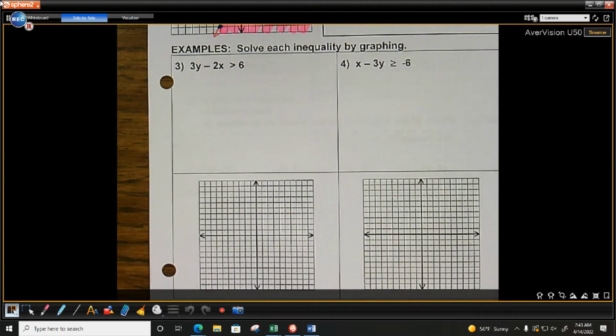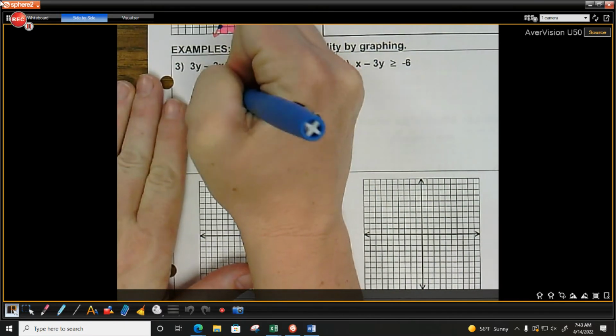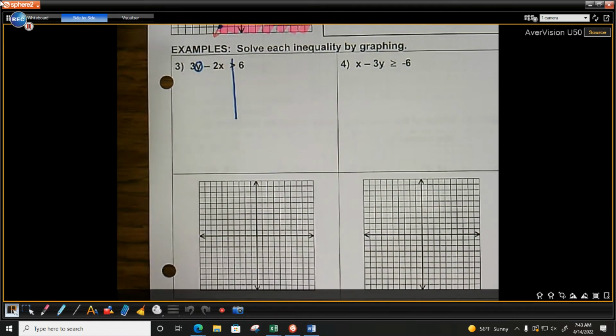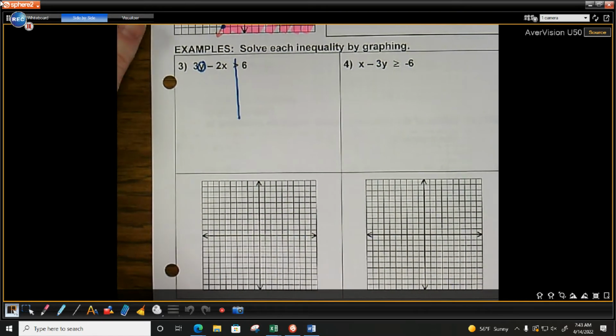Okay, next one. Sometimes they're not going to be in y equals mx plus b form. So what do we need to do first? Solve for y, we want to have y equals. Draw your line through the inequality, circle your y. I want y by itself, not 3y, I want y completely by itself. So remember, you always move what's not glued to it first. So how are you going to get rid of a minus 2x?